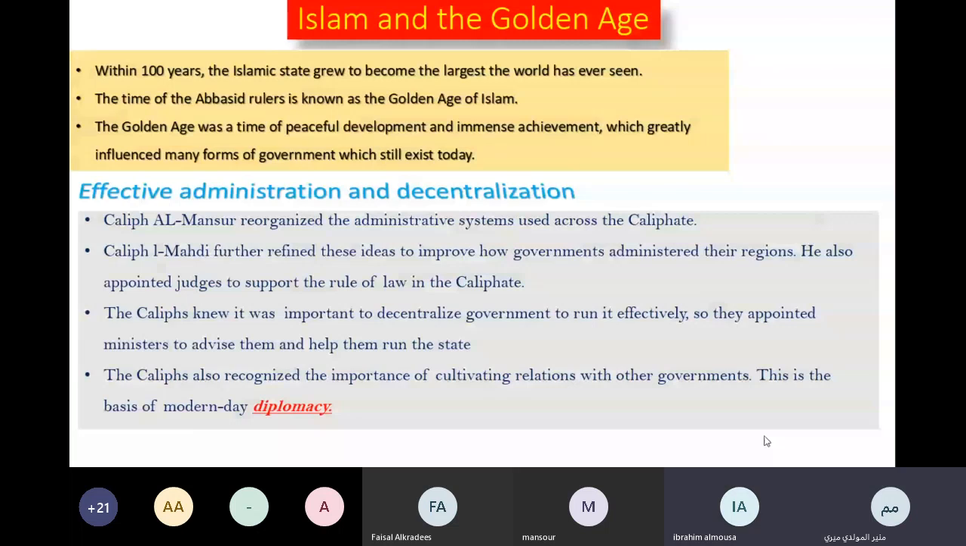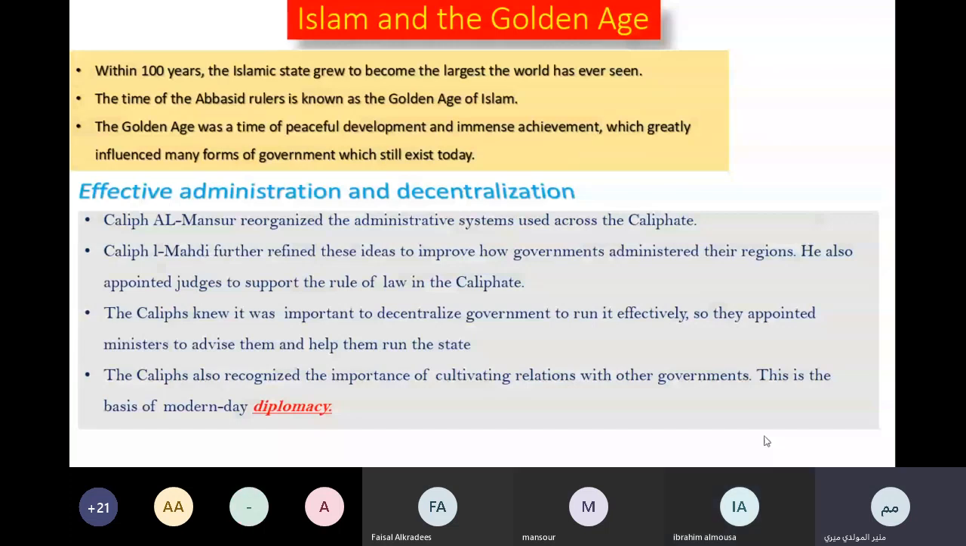What else? What is the second point? The second point here, as you see it on your screen, is elaborated. I want you to tell me just the specific thing in point 2. What did he do in the second point? He appointed what? Appointed judges to support the rule of law. Excellent. He appointed judges to support the rule of law in the caliphate.